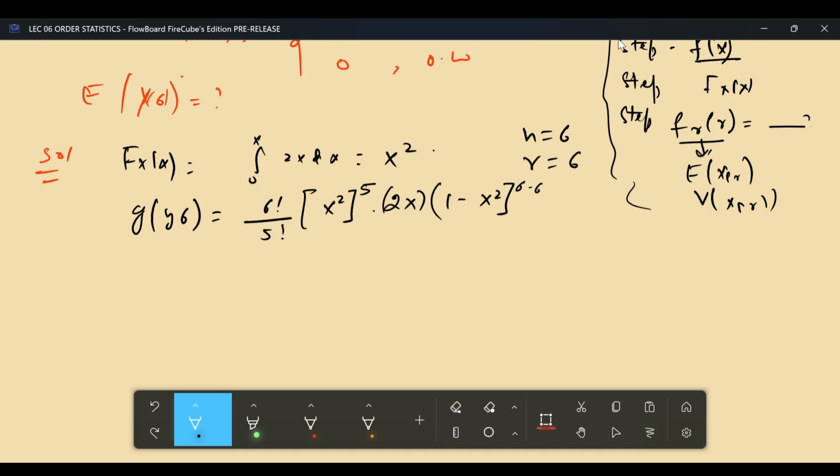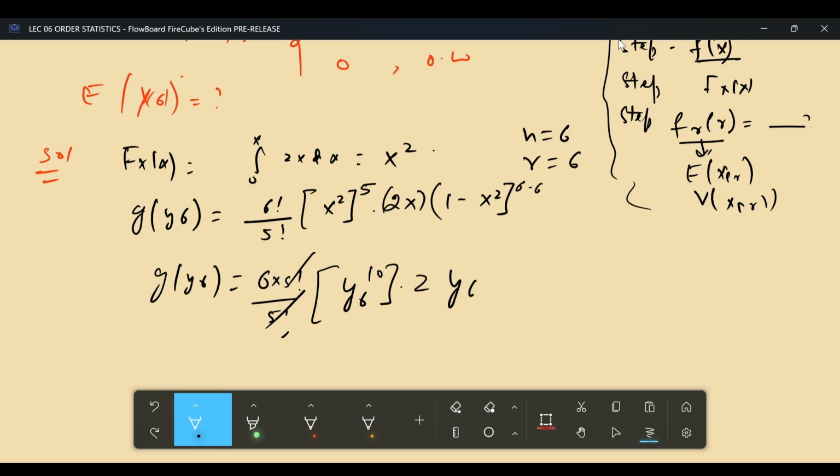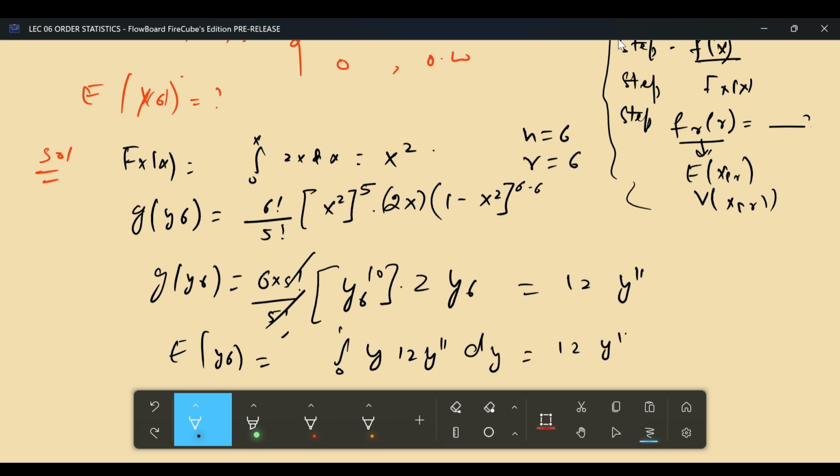Clear? So now in place of x, write y6, this is 6 into 5 factorial divided by 5 factorial, this 5 factorial goes, this is y6 to the power 10, 2 5s are 10, then we have 2y6, which is equal to 12 y^11. So expectation of y6 will be the integral from 0 to 1 of 12 y^12 dy, which is equal to 12 y^13 upon 13. This is 0 to 1, which is equal to 12 upon 13 is the answer.